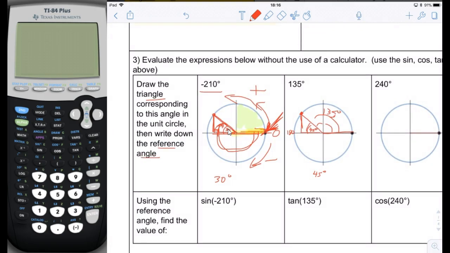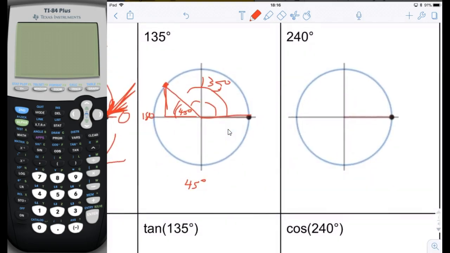Okay. Finally, let's do 240 degrees. So I'm going to start here at 0. Positive is going this way, and it's a positive angle. I go 90, I go 180, I go 270. Wait a second, it's 240, which is less than 270. In fact, it's 30 less than 270. It would be about like that, right? So the red dot goes here. The vertical line goes from the red dot and meets the x-axis. That makes my reference triangle.